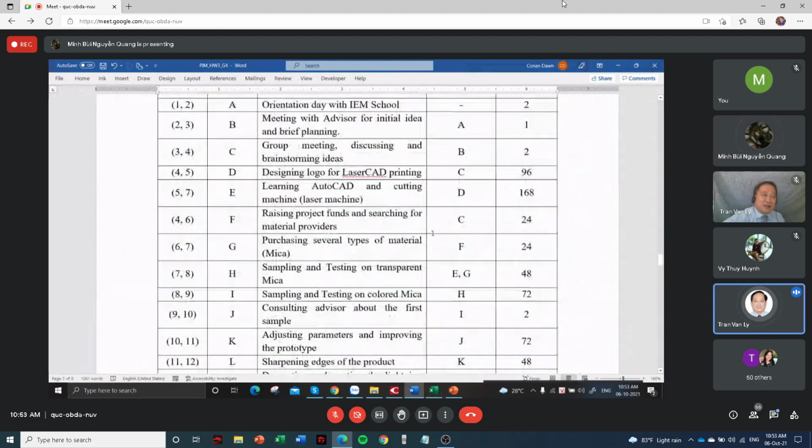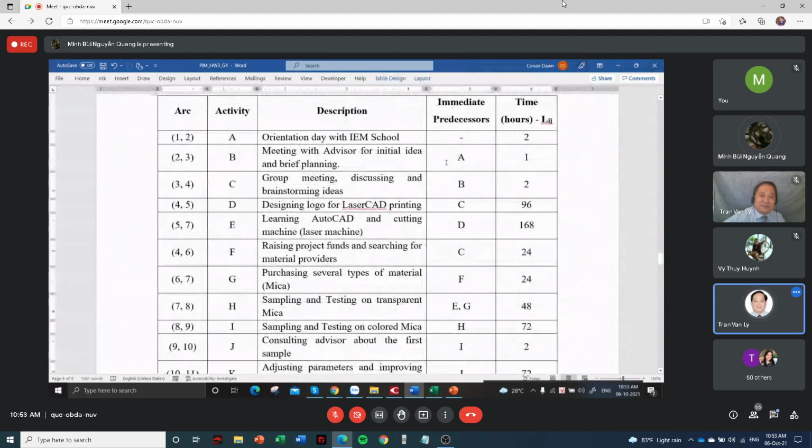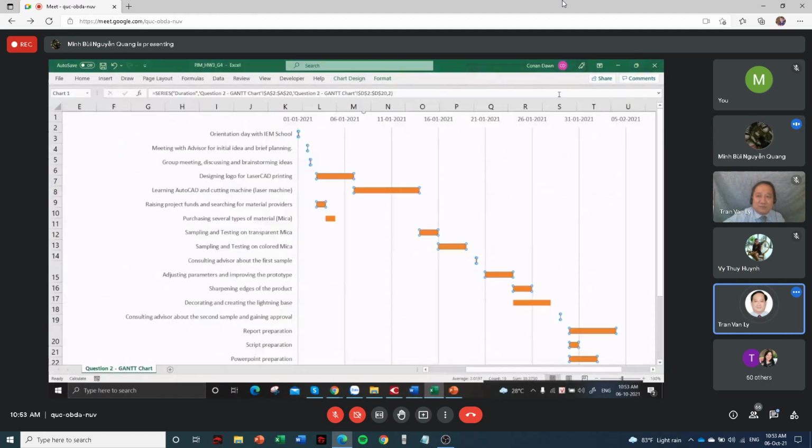Just present the Gantt chart. Just the Gantt chart first. So what does it mean? Tham, do you have any comments or questions? Not yet, sir.